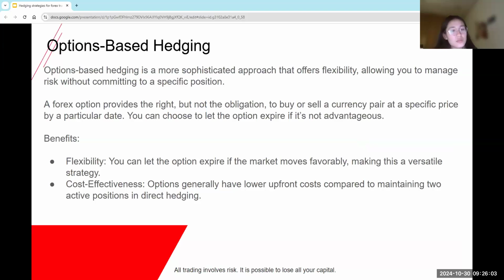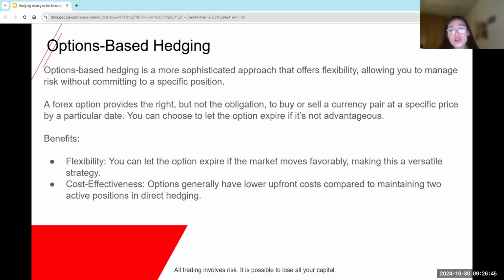Okay, now let's talk about options-based hedging. Options-based hedging is a more sophisticated approach that offers flexibility, allowing you to manage risk without committing to a specific position. A Forex option provides the right, but not the obligation, to buy or sell a currency pair at a specific price by a particular date. So you can choose to let the option expire if it's not advantageous. Benefits: there's flexibility. You can let the option expire if the market moves favorably, making this a versatile strategy.